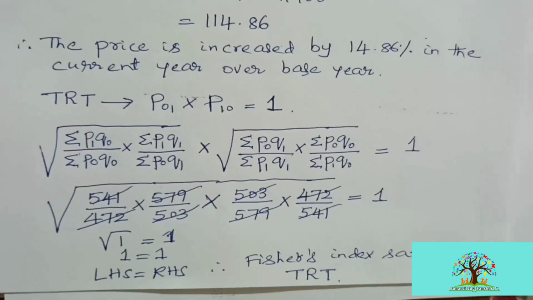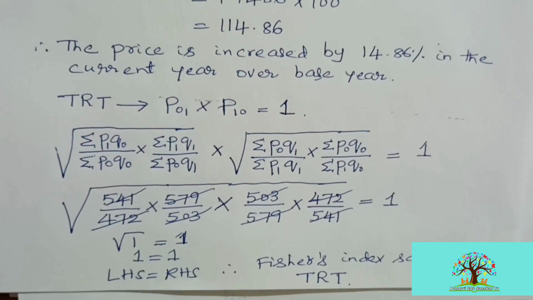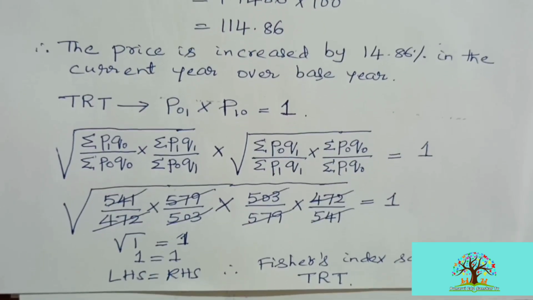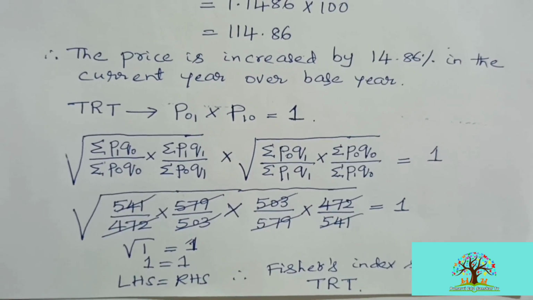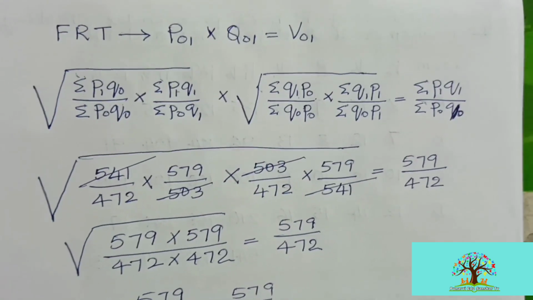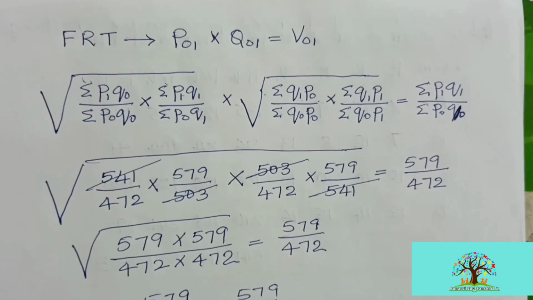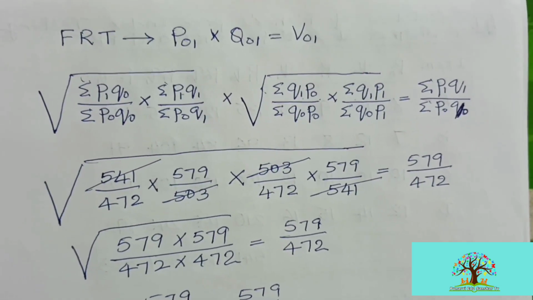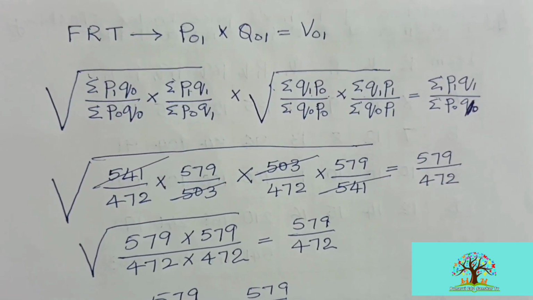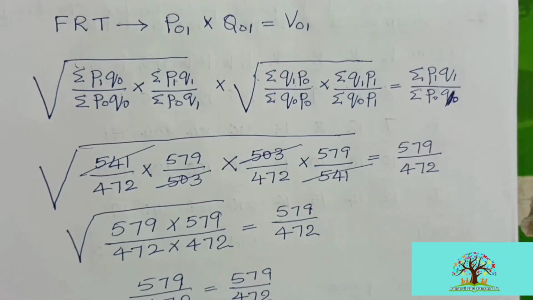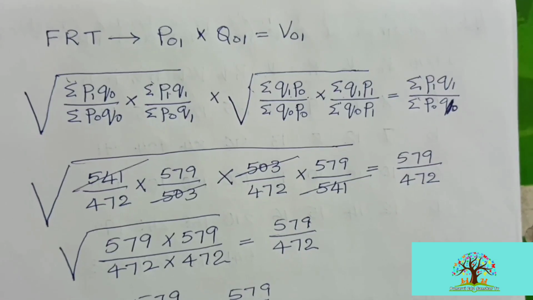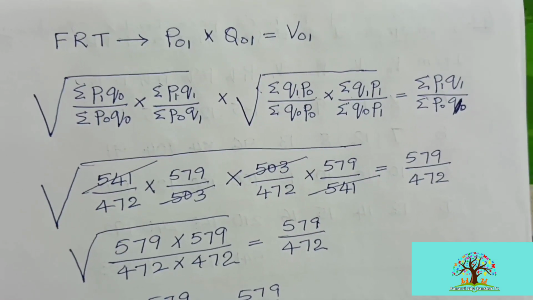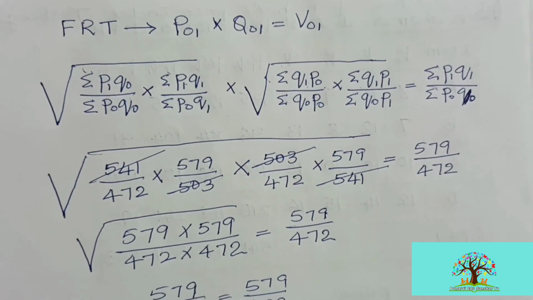Okay students, so after this we will move to test whether Fisher's index satisfies FRT. So let us calculate FRT. Write the formula, FRT is P01 into Q01 is equal to V01. P01 is Fisher's price index, Q01 is Fisher's quantity index, and V01 is the value index. So Fisher's price index, you already know the formula, write it down.